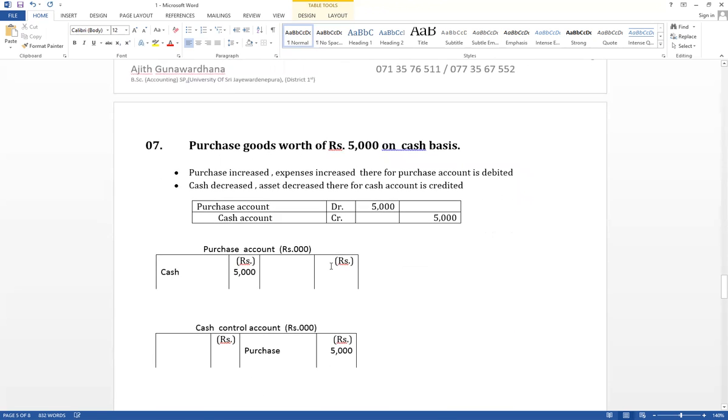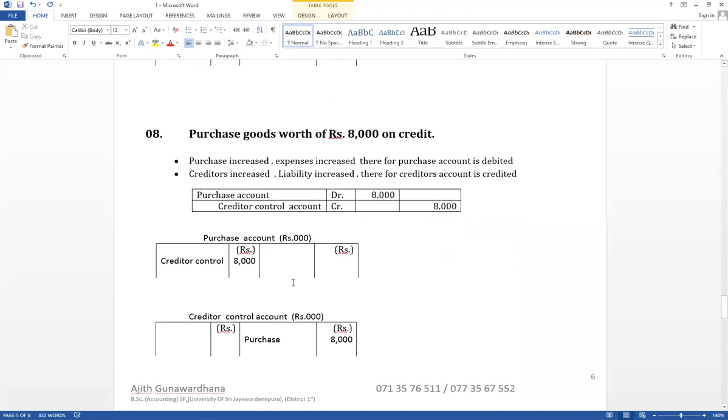Then the seventh one: purchase goods 5,000 on cash, a cash purchase. Cash decreases, purchase increases. Purchase is an expense increase, therefore purchase account debit. As a result of the cash purchase, cash decreases, an asset decrease, therefore cash account credit. Purchase account debit, cash account credit. Therefore, you have to prepare purchase account debit, cash account credit for the purchase.